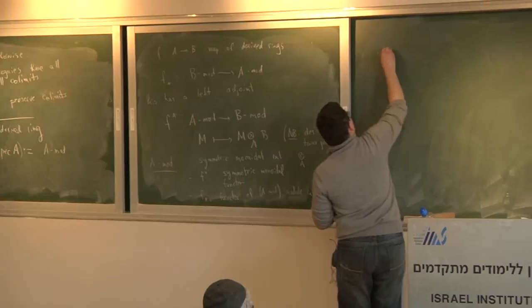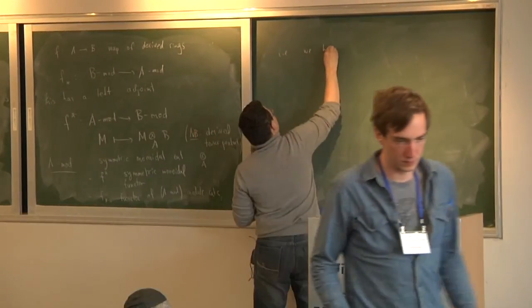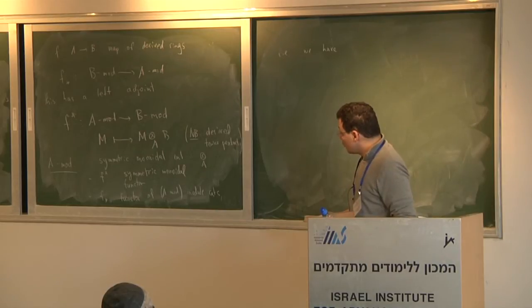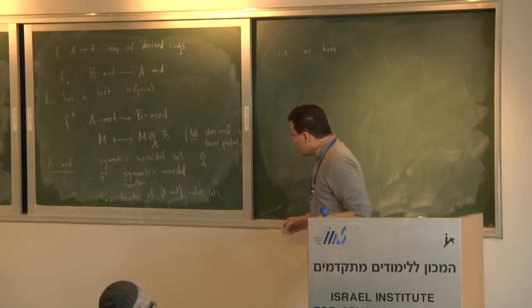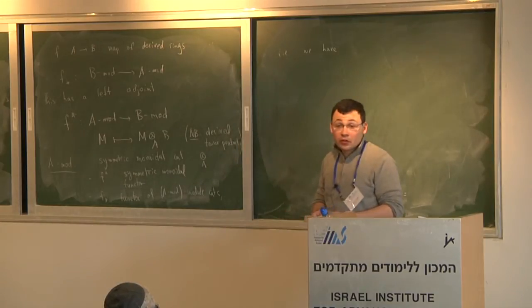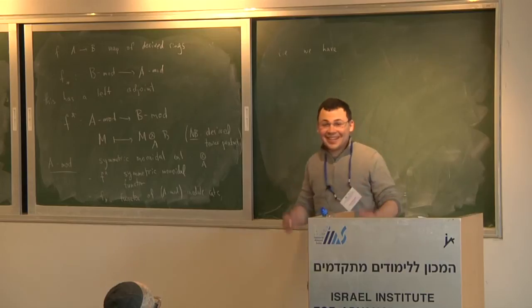So i.e., we have. But according to your convention, this is not a functor because it doesn't preserve coordinates. Oh, no, it does preserve colimits. Oh, yes.